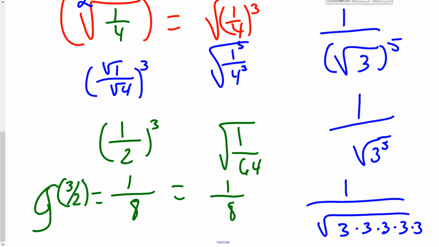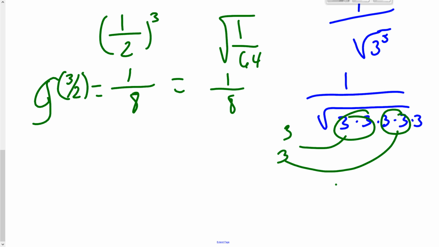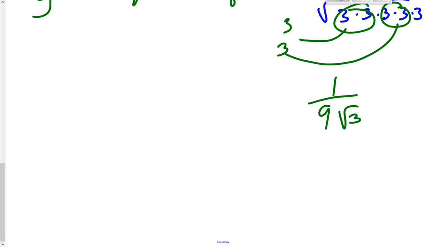And then square root means I'm looking for pairs, right? So here's a pair of 3s, so one 3 comes out. Here's another pair of 3s, so that 3 comes out. 3 times 3 is 9, so this is 1 over 9. And then one 3 stays in there, so root 3 stays in there. So I have 1 over 9 root 3.